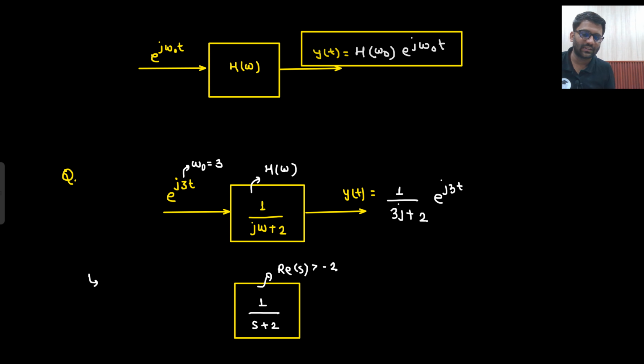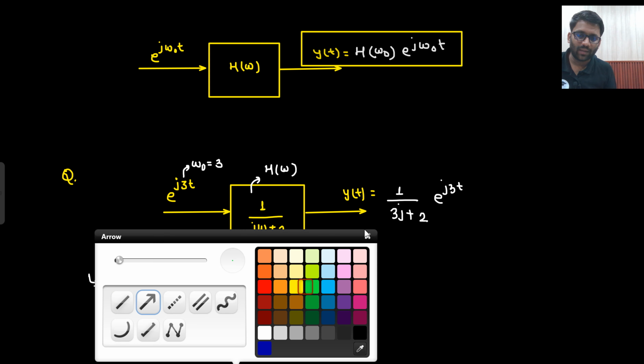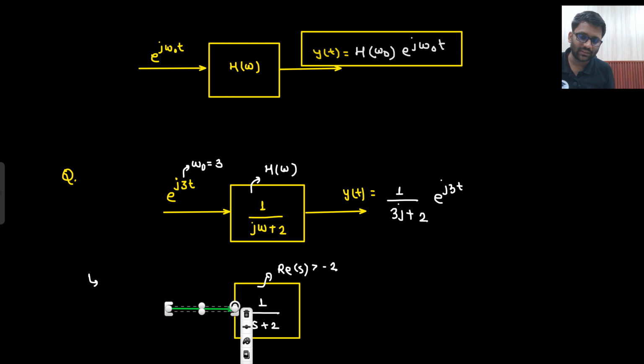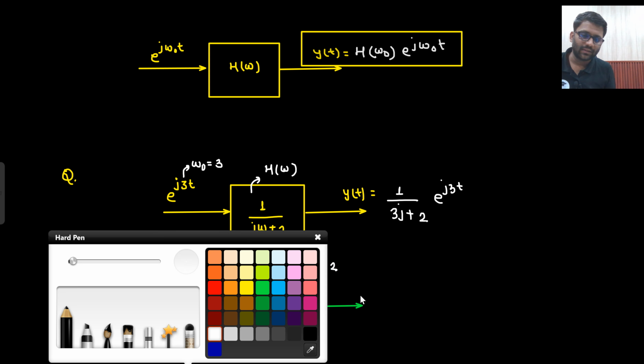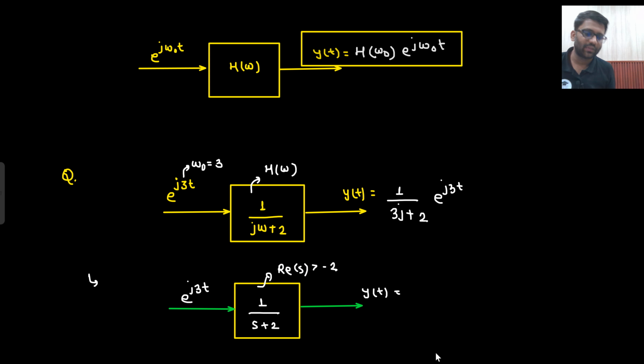Now this is your H of s. What is the applied input? Applied input is e to the power j3t. Now this is also how you can write down the output. What is the s naught value here? S naught value is 3j. So this s naught value I will write down here: 1 upon 3j plus 2, and e to the power j3t will come as it is. So in both of the cases you are getting the same answer only.